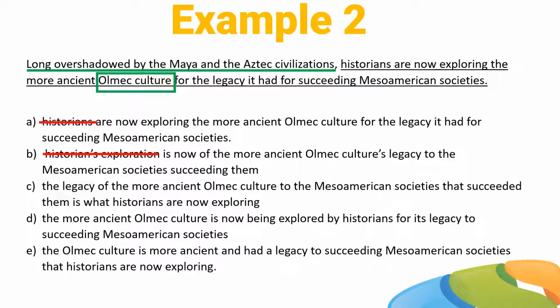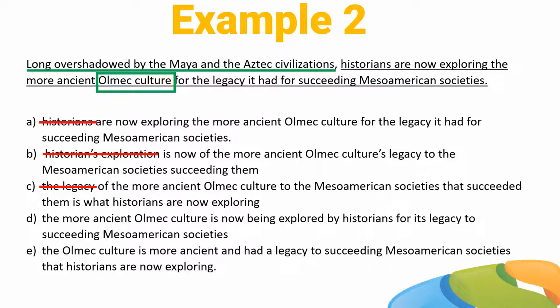Now, C is close, but not quite. C says it's the legacy that was long overshadowed. But what they really mean is the Olmec culture, not the legacy. So C is out. D has the more ancient Olmec culture. Okay. E has the Olmec culture. All right. D and E both work in that regard. So what do we like better, D or E?